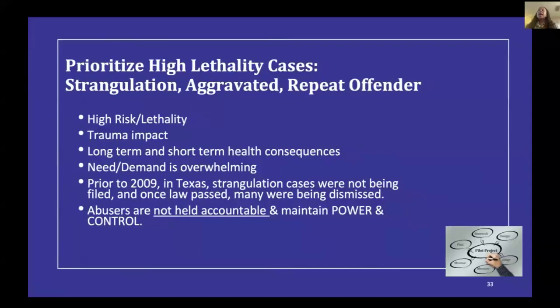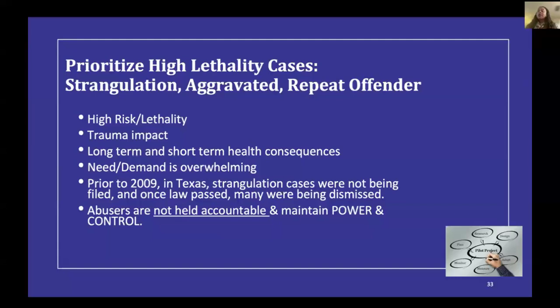We must start prioritizing high lethality cases. You're going to have a variety of folks that come into your office with a variety of different issues as it relates to family violence. But when you are, and somebody said this earlier, I think it was Judge Hubbard, you have to look at high risk and lethality. You have to do a lethality assessment. You have to assess the traumatic impact. You have to look at the long-term and short-term health consequences that the survivor is experiencing, and know that the need and demand is overwhelming.